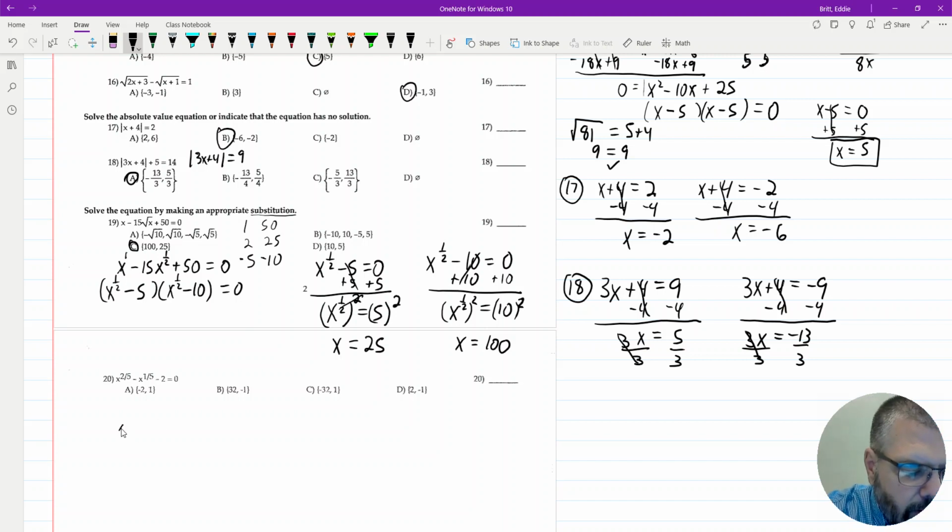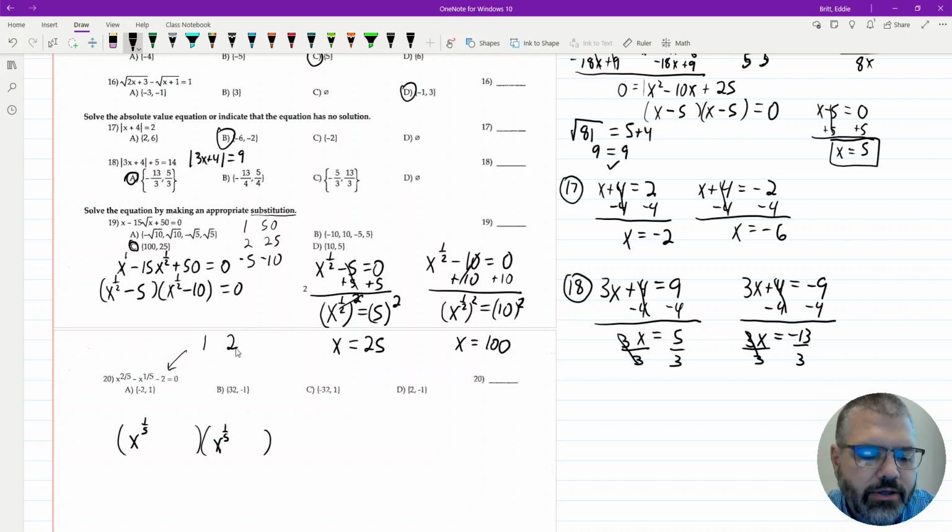All right, here's the last problem. We're going to factor this the same way. So what do I put first? We look at the middle power, right? So I need to put x to the 1/5 and x to the 1/5. Now look at this, it's another type 1 quadratic. We can treat it like a type 1 quadratic. Look at the last number here, 1 and 2. That's the only way I can get -2. One of those is going to have to be positive, one's going to have to be negative.